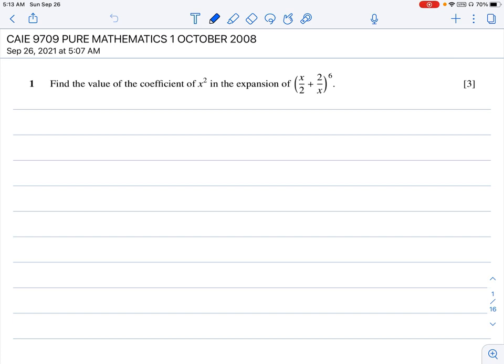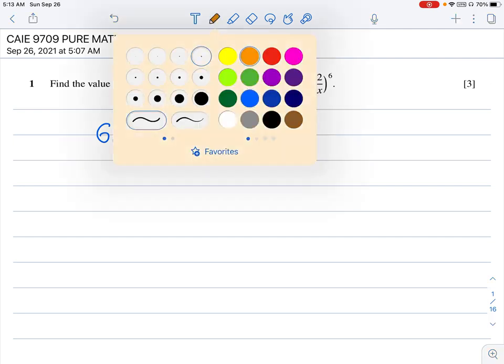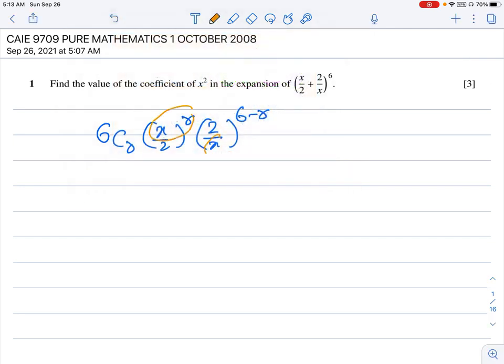So we write the general term: 6Cr times (x upon 2) to the power of r, times (2 upon x) to the power of 6 minus r. This is the general term. I want x square, so I take only the terms in x: x power r times 1 upon x power 6 minus r. This should be equal to x power 2.